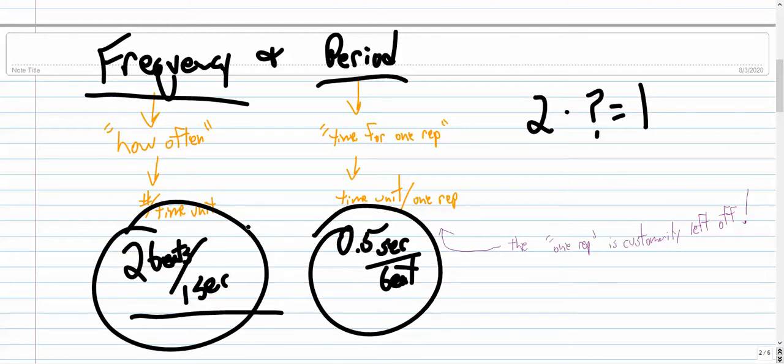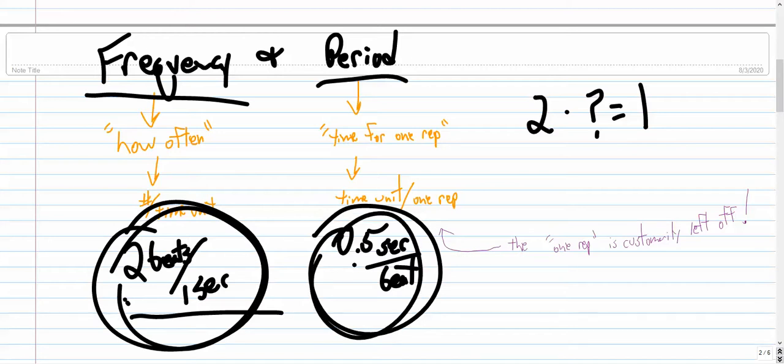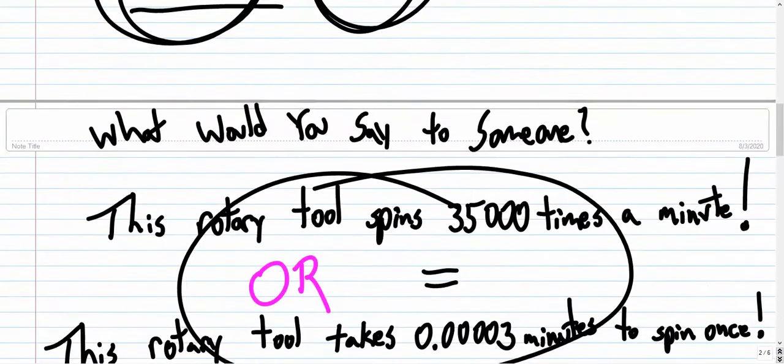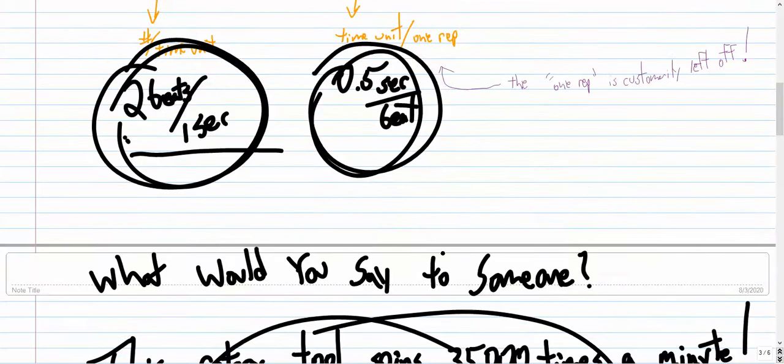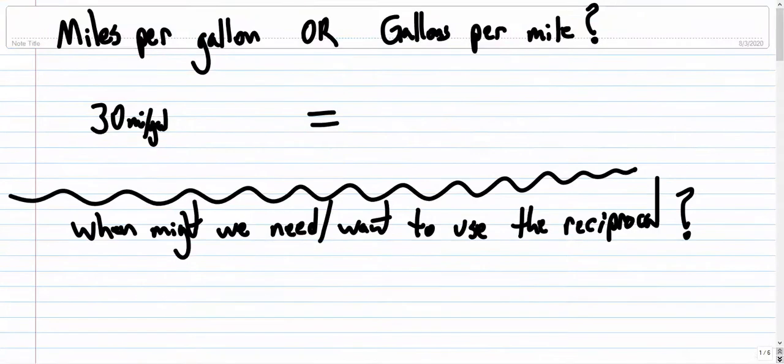Now, neither of these is too awkward to say. I'm just as fine saying 2 beats per second as 0.5 seconds per beat. But if you get into these other wacky numbers, like 0.00003 versus 35,000, people are going to choose that one, probably, unless you're kind of odd. I don't know. So I'm almost done here.